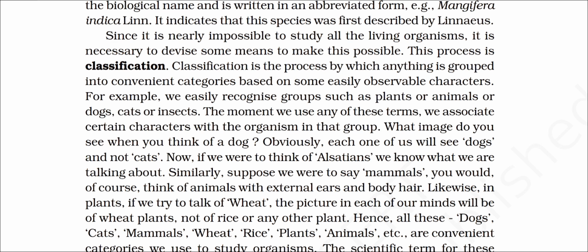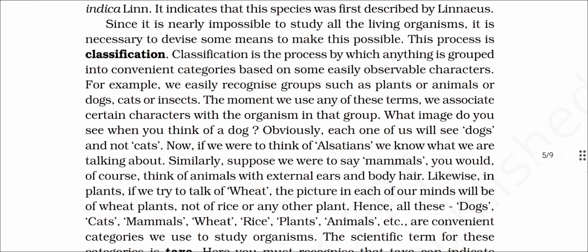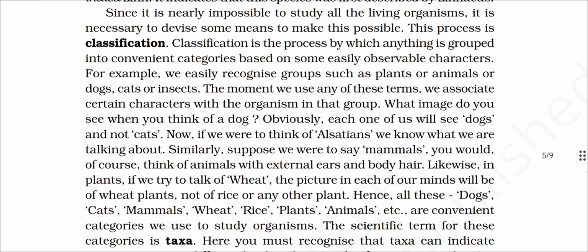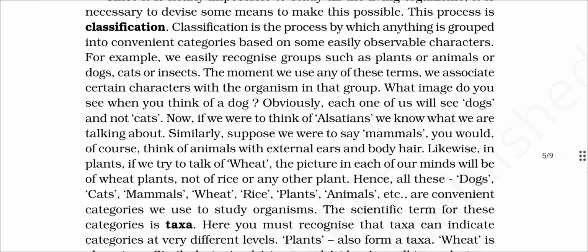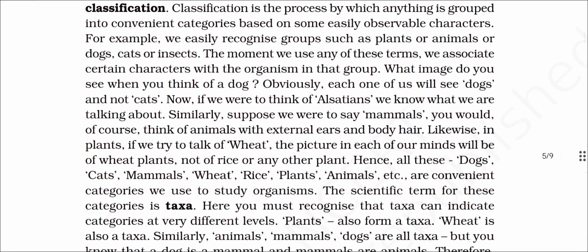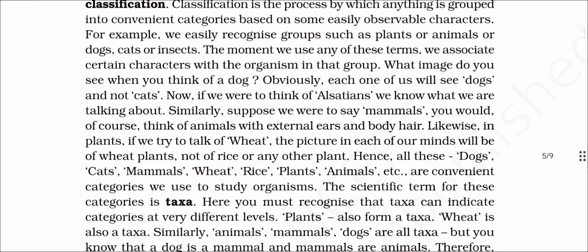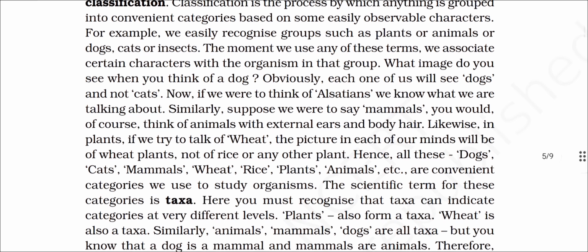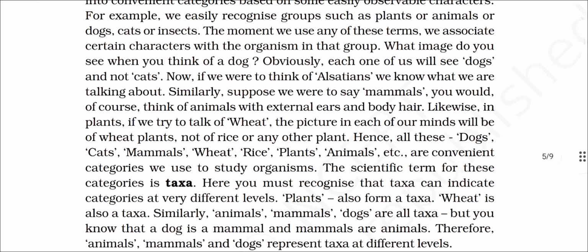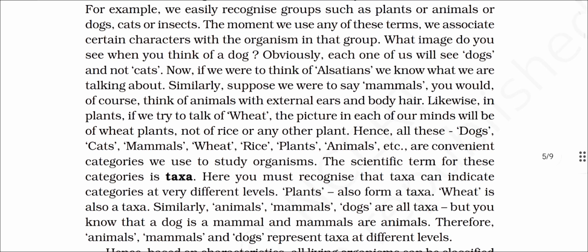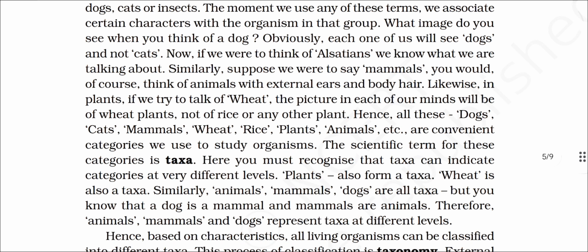Since it is nearly impossible to study all the living organisms, it is necessary to devise some means to make this possible. This process is classification. Classification is the process by which anything is grouped into convenient categories based on some easily observable characters. For example, we easily recognize groups such as plants or animals, or dogs, cats, or insects. The moment we use any of these terms, we associate certain characters with the organisms in that group.